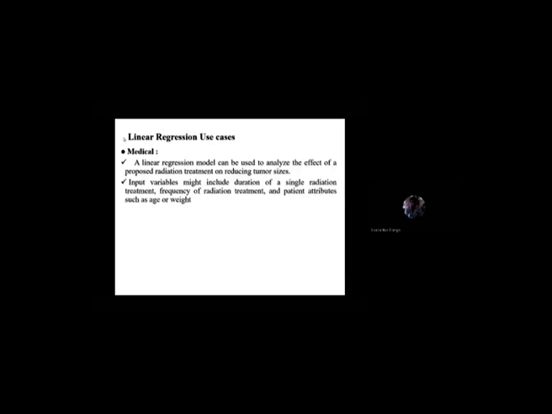So you can identify the amount of radiation that has to be given to a particular person suffering with some tumor based on his age, based on his weight, based on the duration, how long the particular person has to be given radiation, and similarly, how many times, the frequency of radiation to be applied to a patient's tumor, can also be determined using regression analysis.